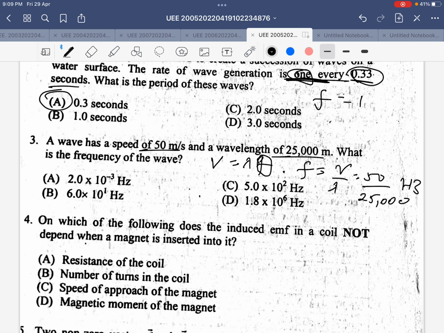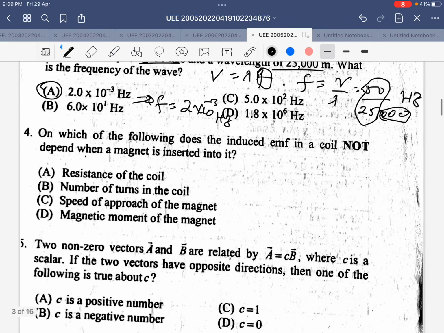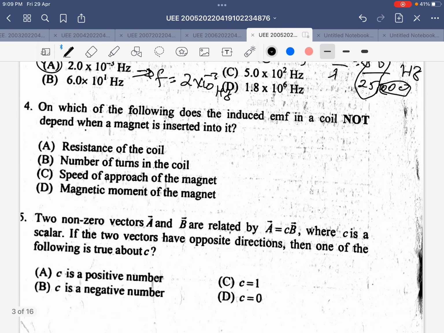This is hertz in general. Now the frequency is, these 3 zeros can be written as 10 to the power of 3. Now 50 over 25 is 2. 2 times 10 to the power of minus 3 hertz or 2 millihertz ማለት እንችላለን ማለት ነው። The answer is A.